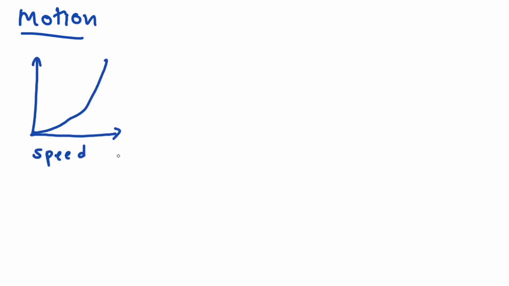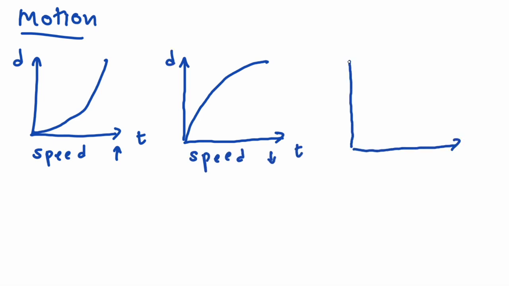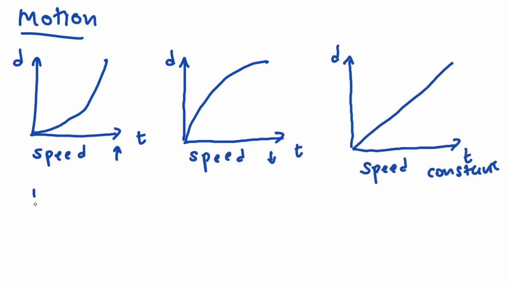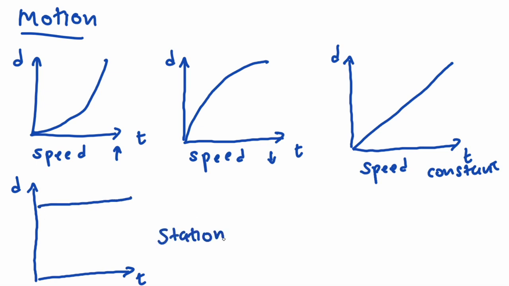All of IGCSE Physics in 5 minutes. Let's have a look at the different graphs for motion, starting with the graph of speed: speed increases, speed decreases, speed being constant, speed being stationary.